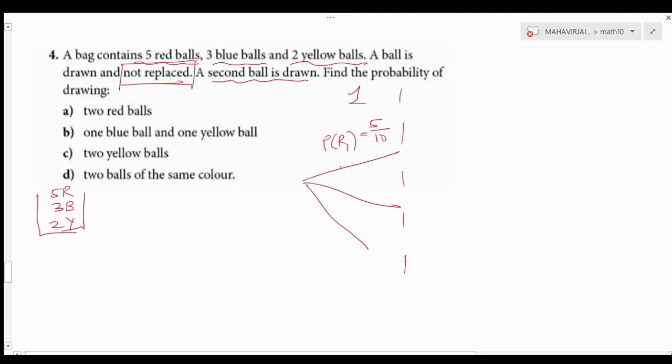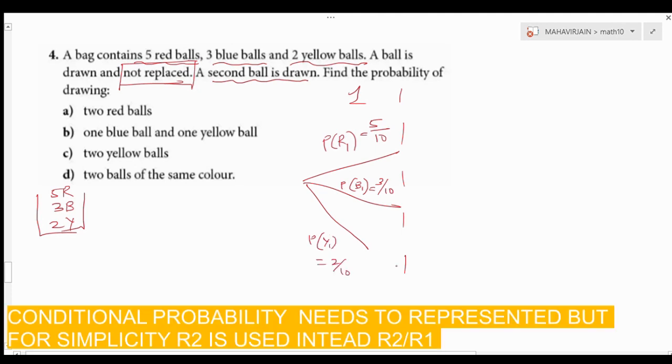I hope that's understood. Next comes the probability of blue in first row. That is 3 by 10. Done. And probability of yellow in first row. That is how much? 2 by 10. That's clearly understood. I hope that's done. Right?